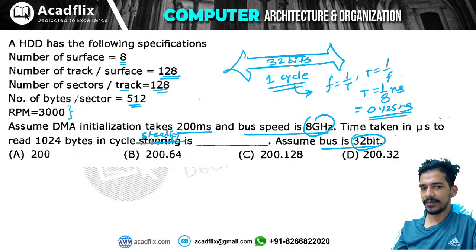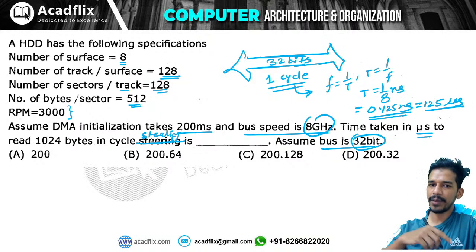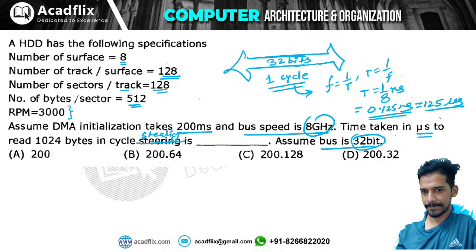Let me make a diagram, then you will understand how much time it will take. So 0.125 nanoseconds means 0.125 microseconds if you multiply by 10 to the power 3, it will become microseconds. Because we have to find the answer in microseconds, that's why I am taking 125 microseconds. That means to transfer 4 bytes from memory to disk, it will take 125 microseconds.